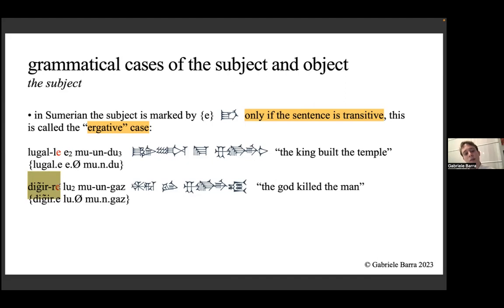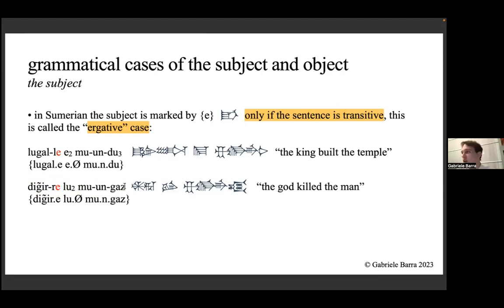Let's see another example. Dingir, which means, again, God. Dingir e, so we know it's the subject of a transitive sentence. Lu, the man, muungats, has killed. So the God killed the man.